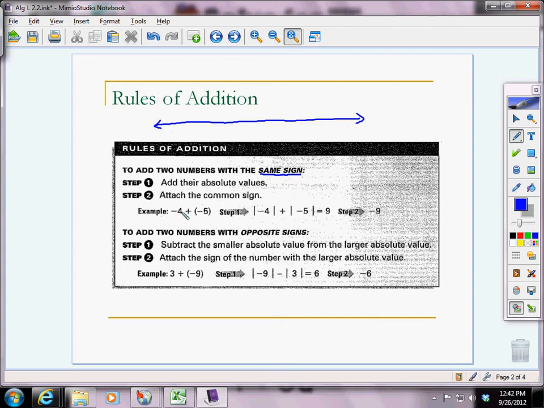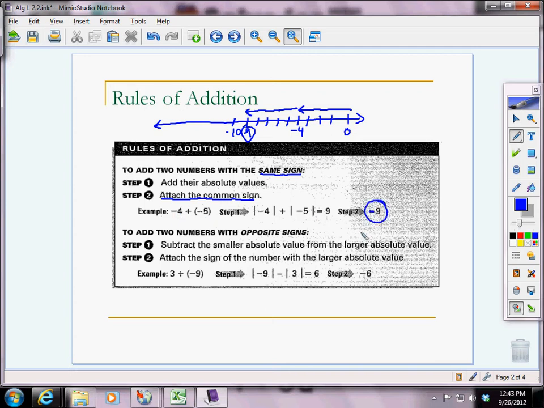So if we wanted to add a -4 to a -5, we go from 0 to -4, and then we go down 5 more. 1, 2, 3, 4, 5, and we'd end up at -9. Well, another way we can think of it in terms of absolute value is just to add 4 plus 5 and get 9, and then we attach the common sign. So if you have a -4 plus a -5, the answer is a -9.